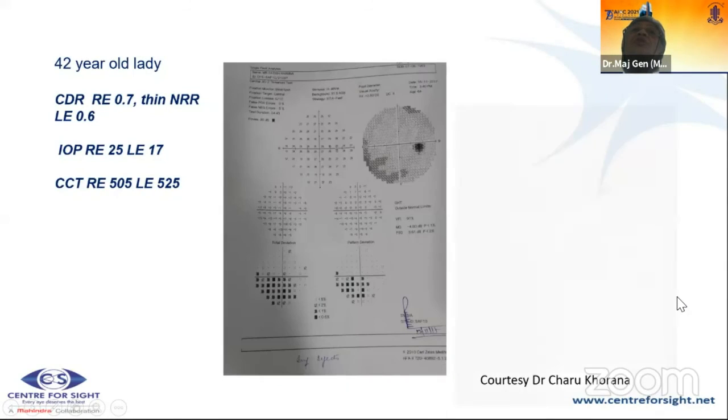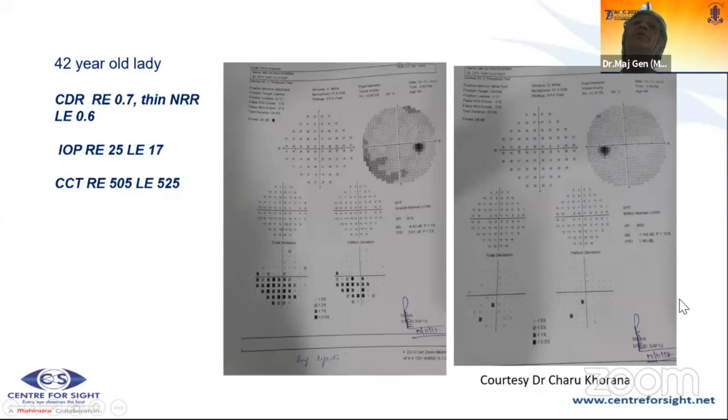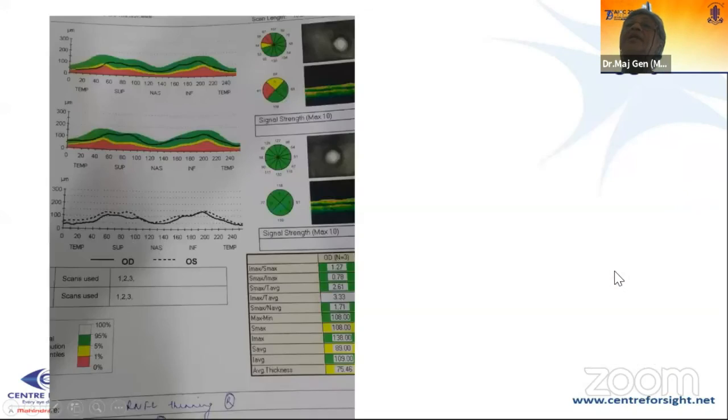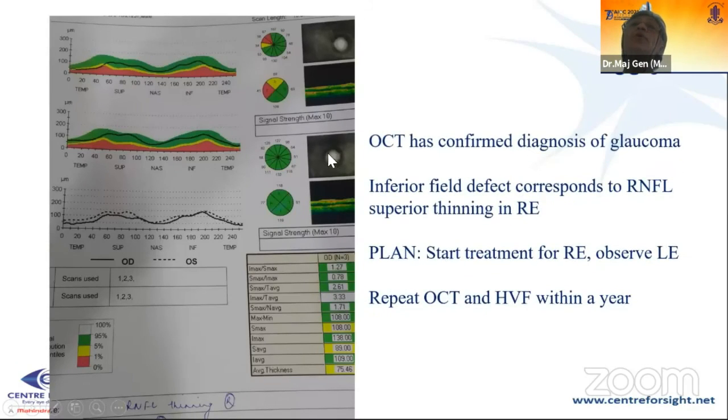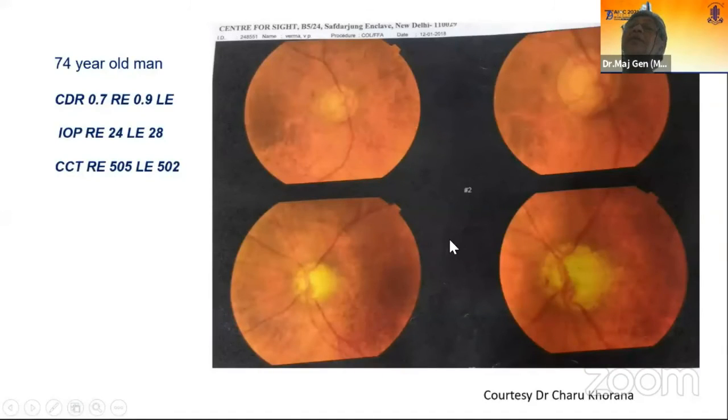So there's one patient, a 42-year-old. She had a thin CDR, was 0.7, NRR was thin, and she had a pressure in the right eye of 25, and thin corneas. As you can see in the right eye, there's definitely a change, and the OCT has confirmed that there is thinning. This is corresponding with the field.